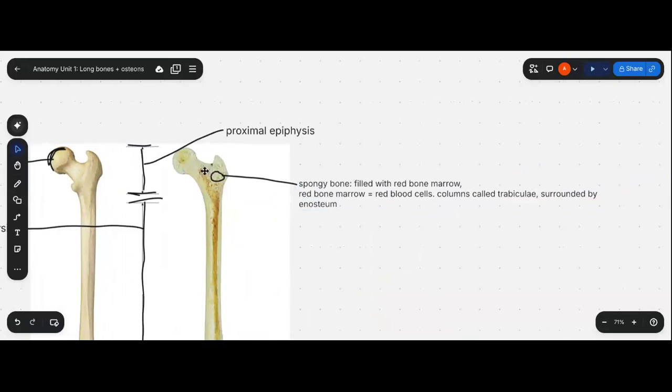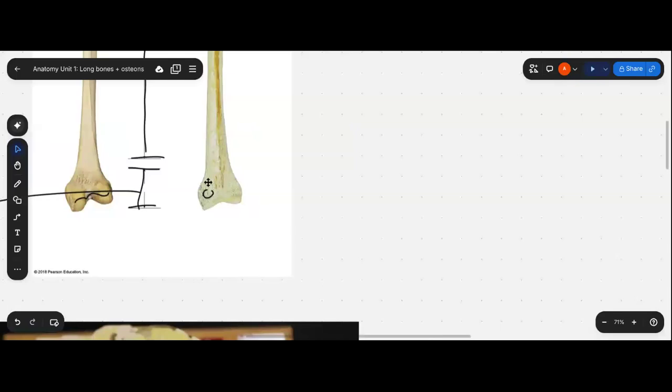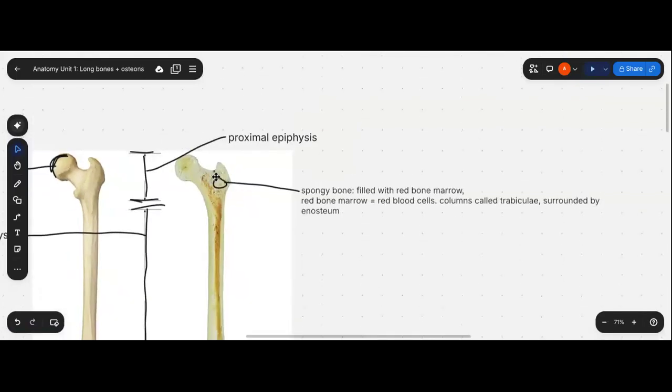So basically, spongy bone on the epiphyses, so proximal and distal epiphyses. Within the spongy bone, you have red bone marrow. Red bone marrow is made up of red blood cells, aka just your blood. And then spongy bone in itself has columns that are called trabeculae, and surrounding spongy bone is endosteum.